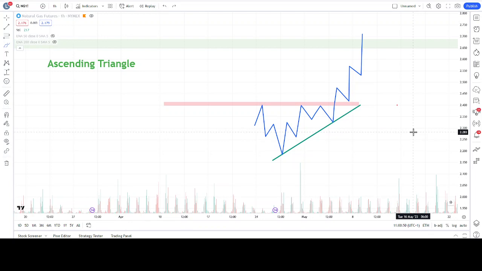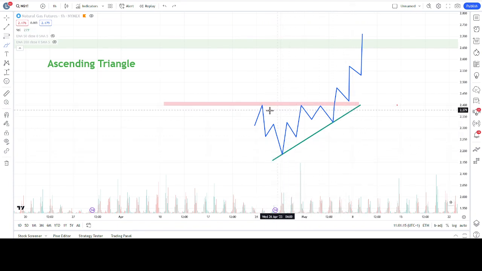In today's session, we're going to study the ascending triangle in the chart patterns. Now, the ascending triangle is a continuation pattern and it has two main components. One is the horizontal resistance, which I have marked in red here, and another is the rising trend line, which I have marked in green here.